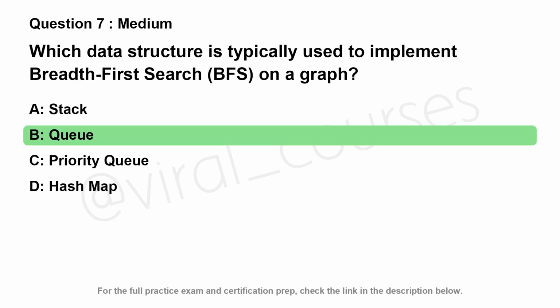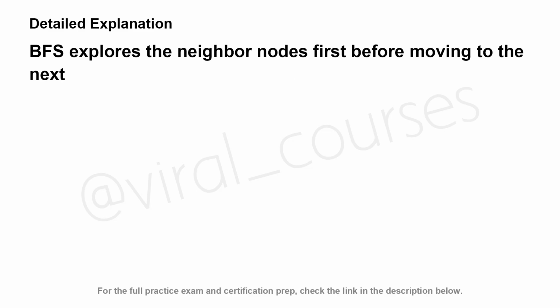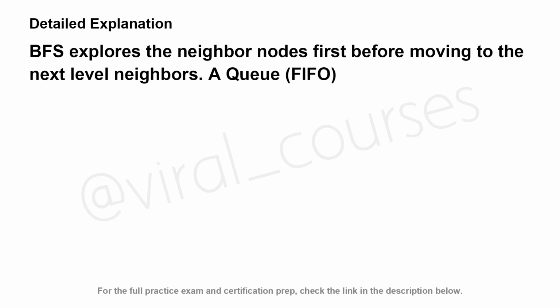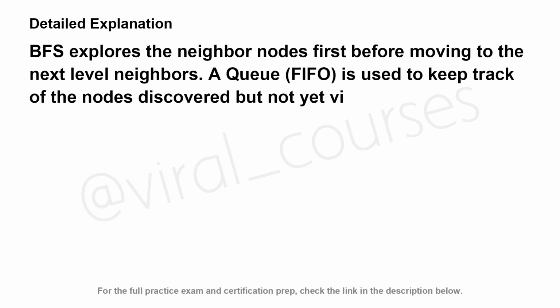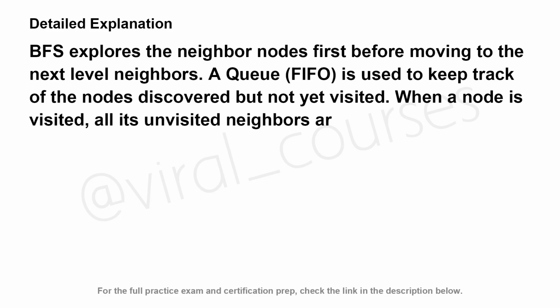The correct answer is B. BFS explores the neighbor nodes first before moving to the next level neighbors. A queue, FIFO, is used to keep track of the nodes discovered but not yet visited. When a node is visited, all its unvisited neighbors are added to the back of the queue.